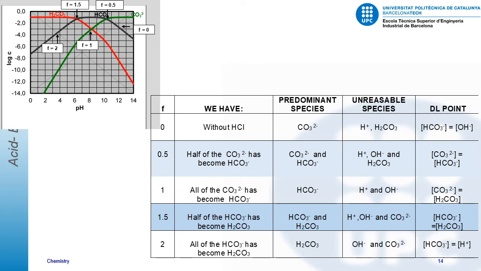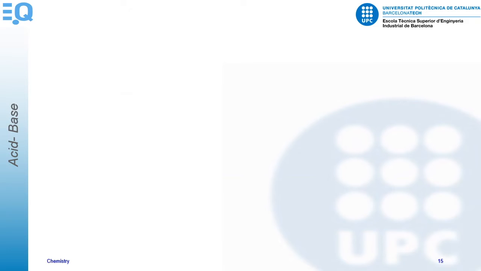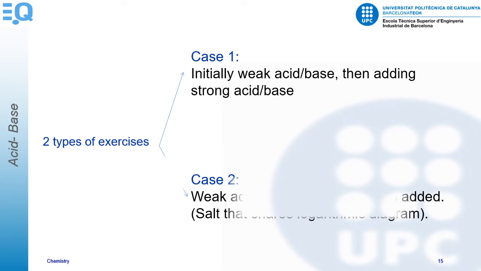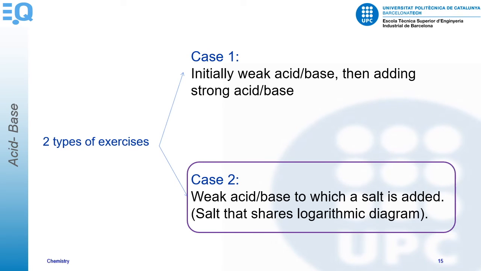Have a look at the rest of the table and try to understand it as much as you can, so that you can be able to do it at any given time. The F factor will always be the concentration of the strong species divided by the weak species. Now let's have a look at the second exercise, where we mix a weak acid and its conjugated base.